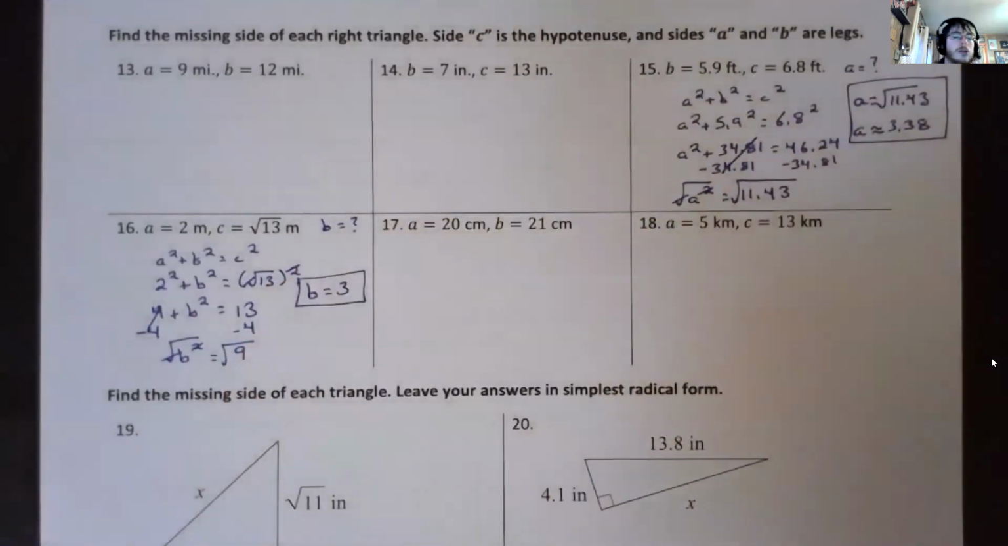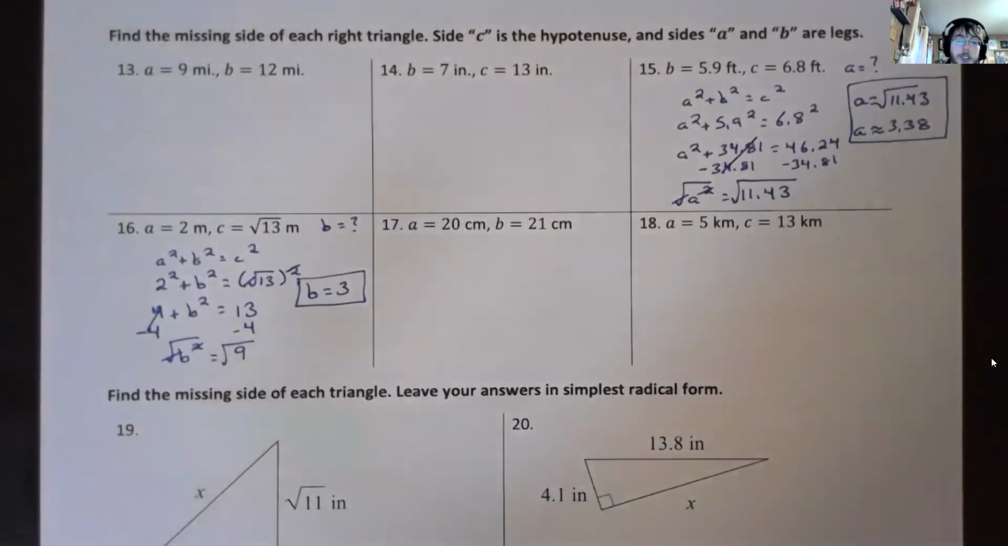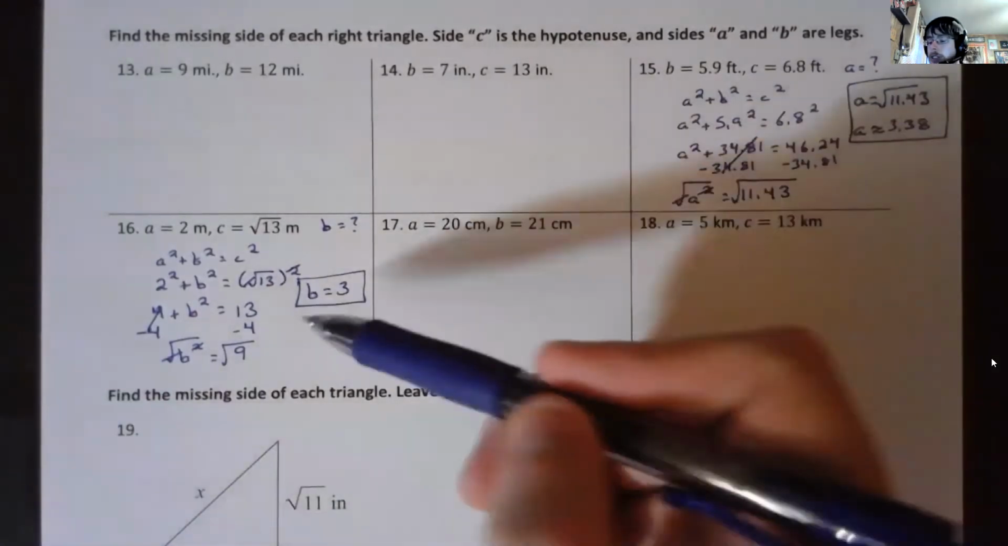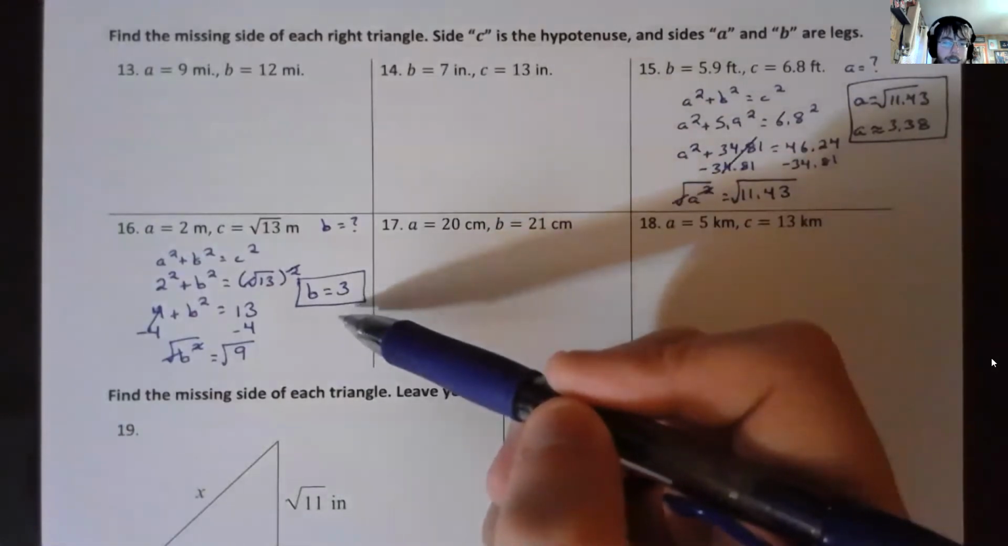Now you might be going, well, hold on a second, isn't the square root of 9 also negative 3? That is true, but the only thing you can use here is the positive value because you can't have a negative side.